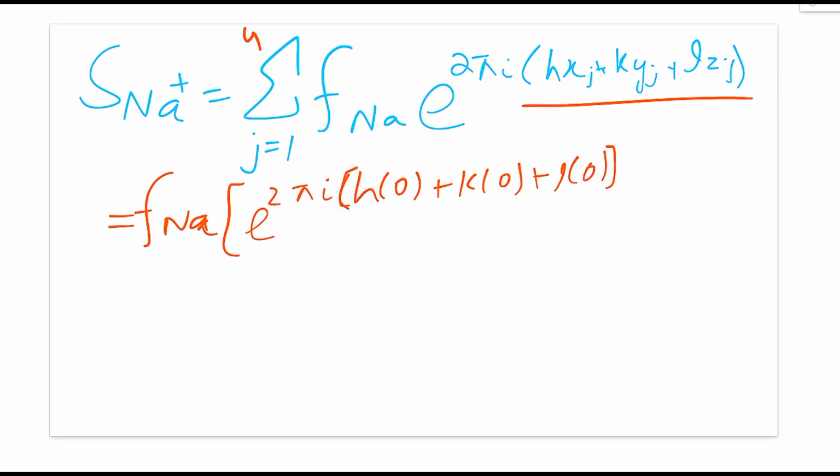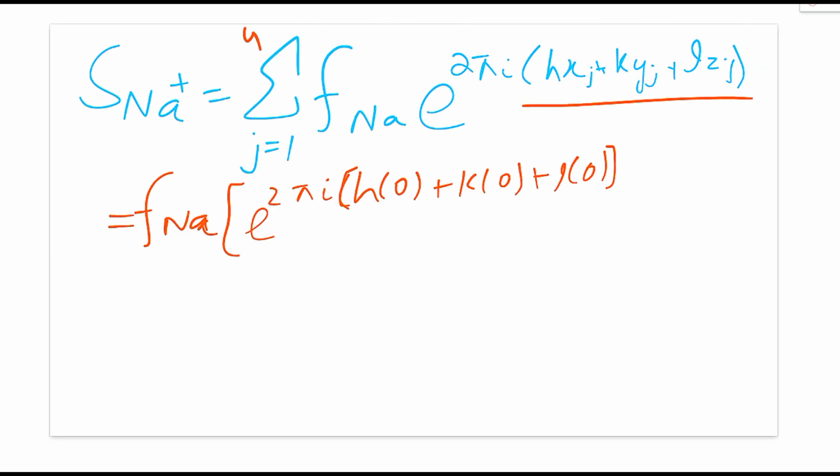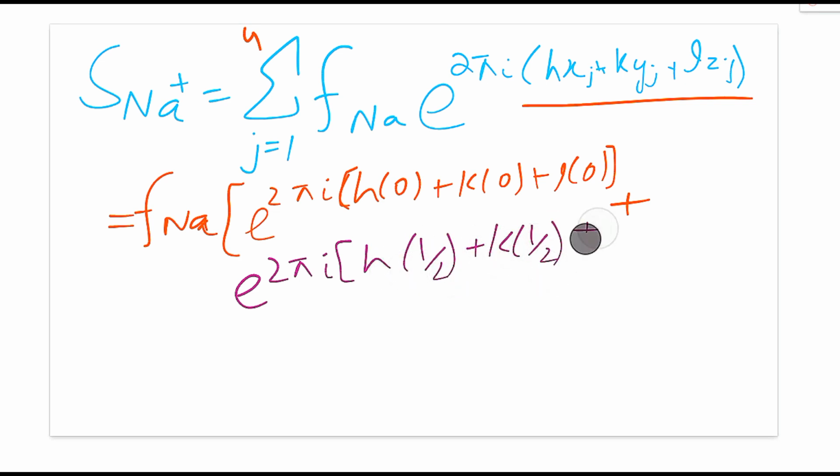We can use this bracket. This is for the first atom, which has all of the coordinates 0. Next we have half for x, half for y, and 0 for z. So we'll use the plus sign, and we'll insert for the second atom, and it's going to be e to the power 2 pi iota, h times half plus k times half plus l times 0. That is for the second atom.